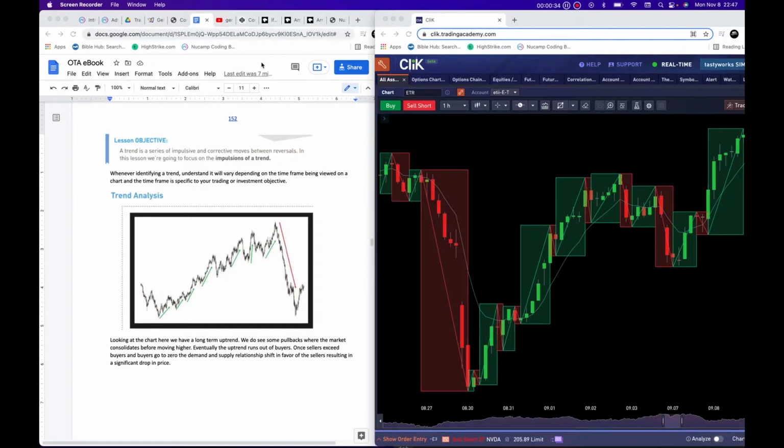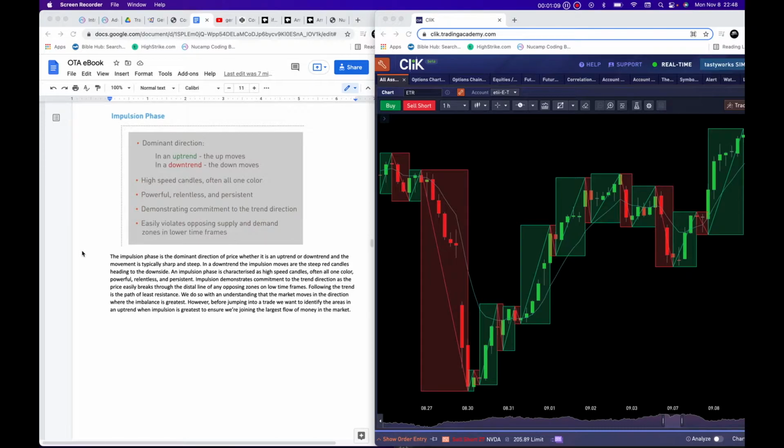Now, looking at the chart on the left, right over here, we have a long-term uptrend. We do see some pullbacks where the market consolidates before moving higher again. However, eventually the uptrend runs out of buyers. Once sellers exceed buyers and buyers go to zero, the demand and supply relationship shifts in favor of the sellers, resulting in a significant drop in price.